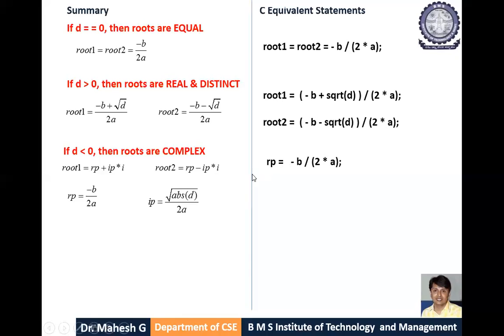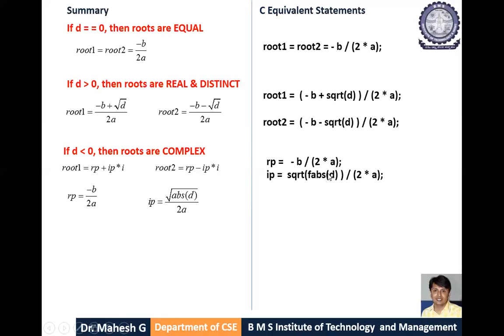On a similar line, we can write real part is equal to minus b divided by 2 star a. Imaginary part is equal to square root of fabs of d divided by 2 star a. Here we are using the fabs function to convert the negative floating point value of d to a positive value. Instead of the fabs function, if you want, you can simply multiply this value of d by minus 1 to get a positive value. Even that is possible.